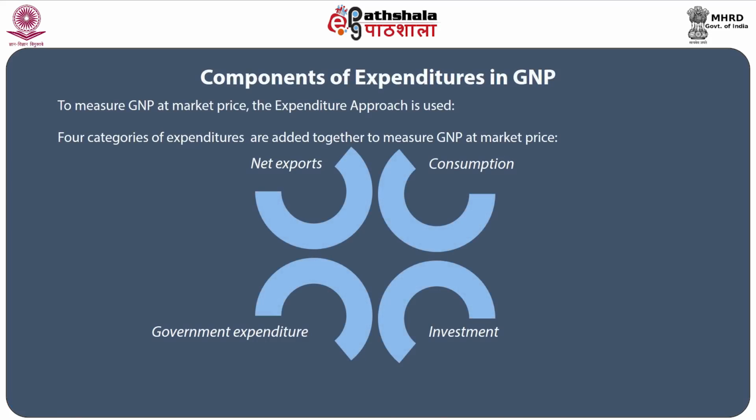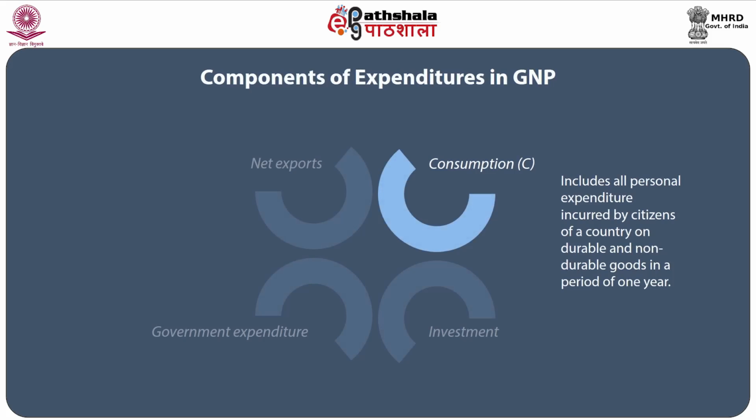Let's discuss the components of expenditure in GNP. For measuring the GNP at market price, economists use the expenditure approach as described below. There are 4 categories of expenditures which are added together to measure the GNP at market price: consumption, investment, government expenditure and net exports. Consumption expenditure, C, includes all personal expenditure incurred by the citizens of a country on durable and non-durable goods in a period of 1 year.